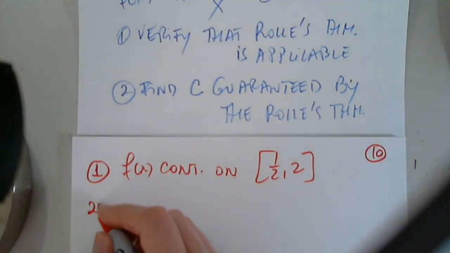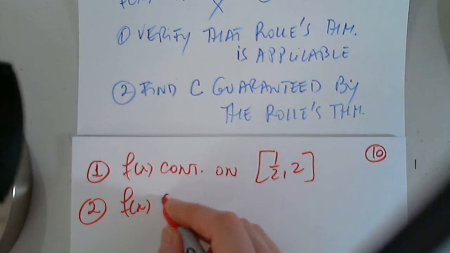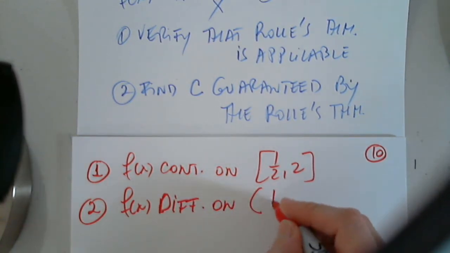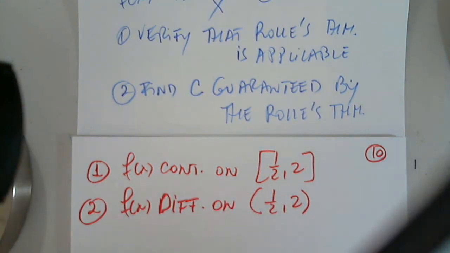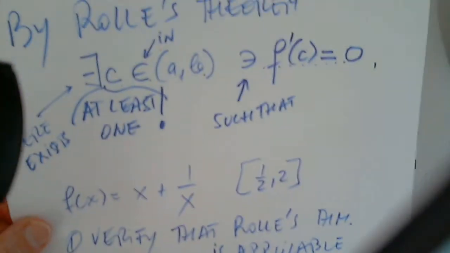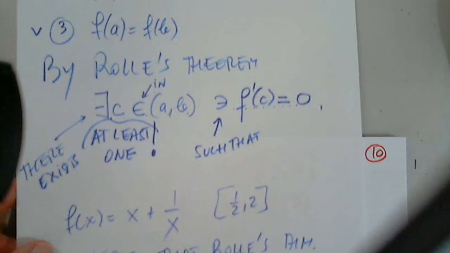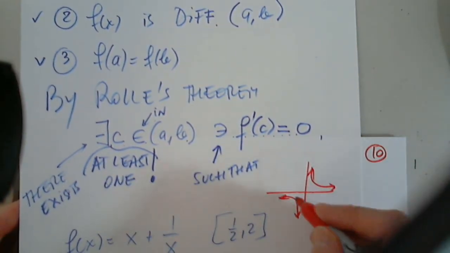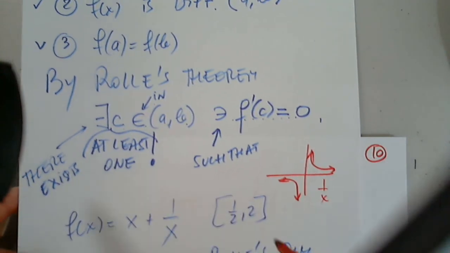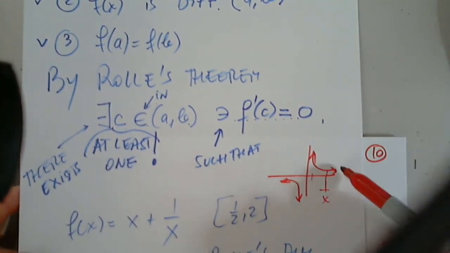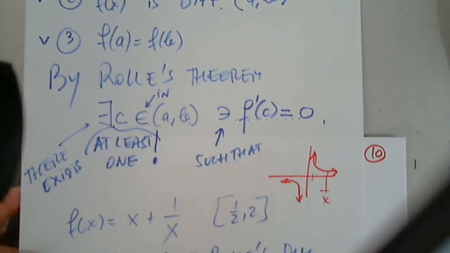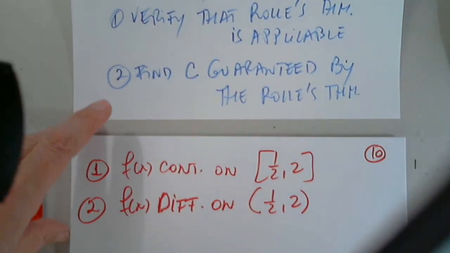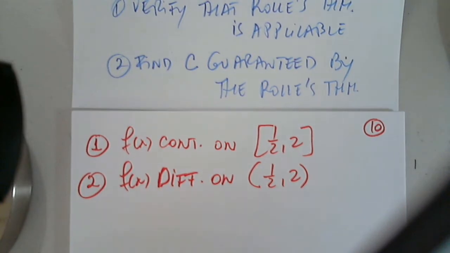Number 2, f of x differentiable on at least open interval 1/2, 2. There are no problems. This is differentiable everywhere. We know the graph of this. Here's the graph of 1 over x. Between 1/2 and 2, differentiable, no corners, no cusps, differentiable. As a sum of two differentiable functions is differentiable.